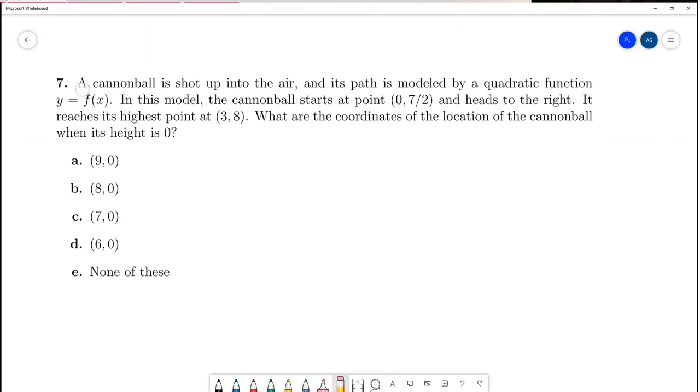Our next question says a cannonball is shot up in the air and its path is modeled by a quadratic function y equals f of x. In this model, the cannonball starts at the point 0 and 7/2 and it heads to the right. It reaches the highest point at 3, 8. What are the coordinates of the location of the cannonball when the height is 0?